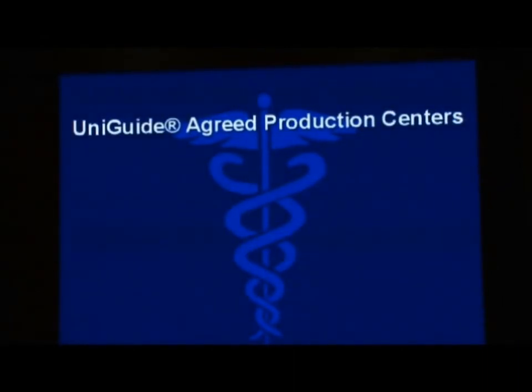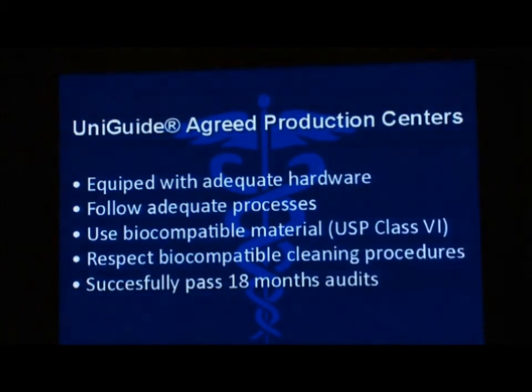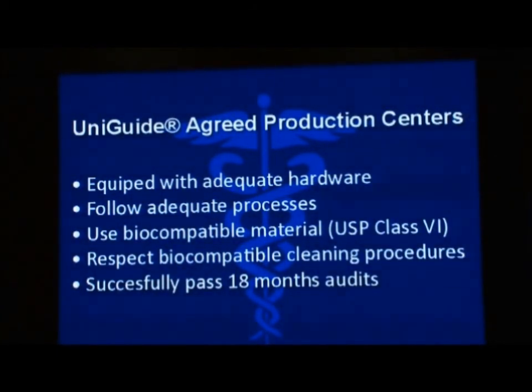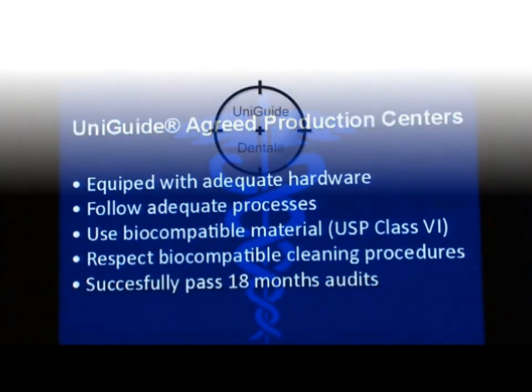Uniguide has agreed a certain number of production centers to allow you to be sure that you are going to get the guide with the good CE and European standards of quality. So this agreed production center must be equipped with the adequate hardware, the good printers, follow the adequate processes, use biocompatible material, USP Class 6, and respects the biocompatible cleaning procedure.